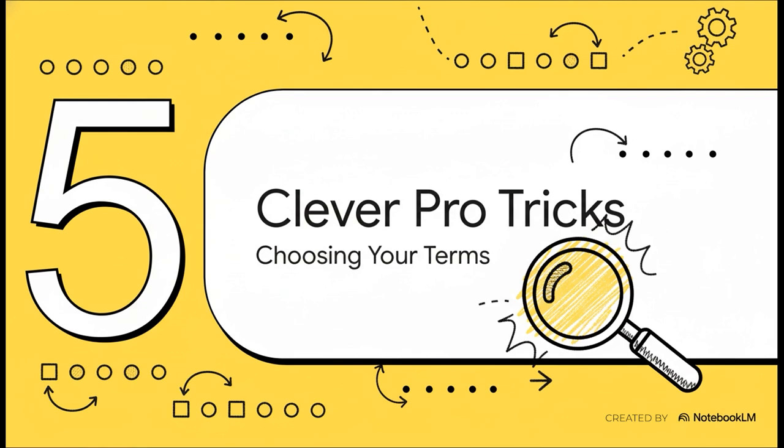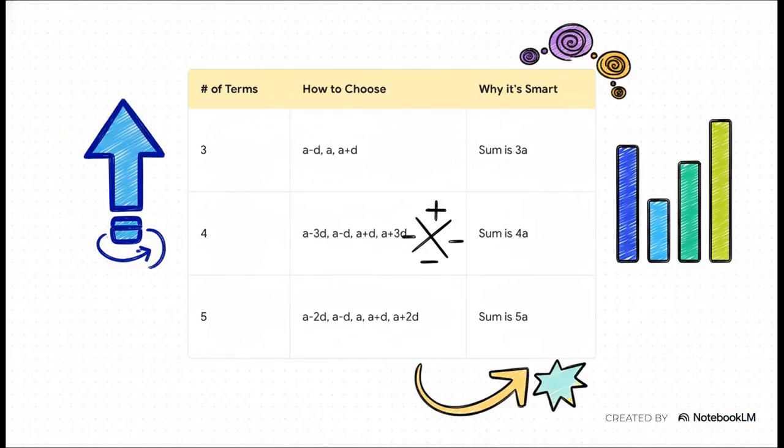Alright, you've learned all the basics, all the main formulas. Now it's time for a pro-level trick. This is a clever little technique that will make solving certain problems so much easier. Check this out. If a problem says the sum of 3 terms in an AP is given, don't pick your terms as a, a plus d and a plus 2d. No. The smart way is to pick them as a minus d, a and a plus d. See why that's so clever? When you add them up, the minus d and the plus d cancel each other out. They just vanish and you're left with a super simple 3a. This symmetric trick works for 4 and 5 terms too, and it makes the calculations a breeze.